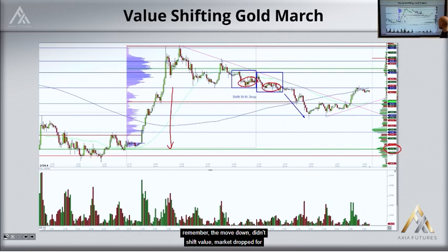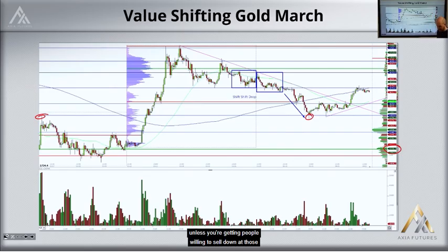Now, remember, the move down didn't shift value. Market dropped, but value stayed up here, up here. This is what then suggests that there probably isn't that much more in this and strengthens the levels lower down. If you look at what we've got here, whilst you may well have been looking to the entirety of this move to get reversed or retraced, you've had a previous high. The move back to that with no shift in value creates a rather strong level.